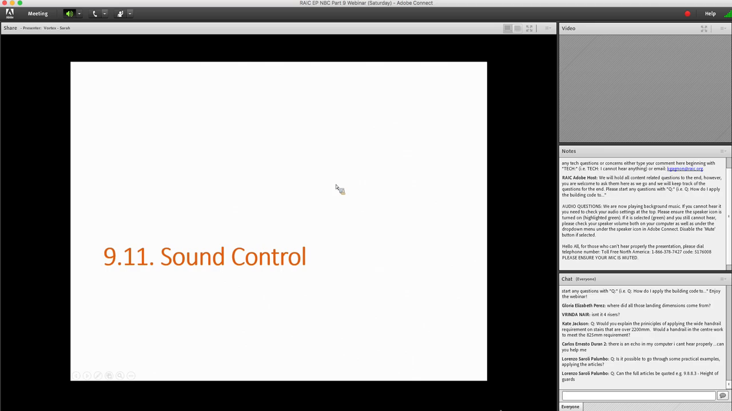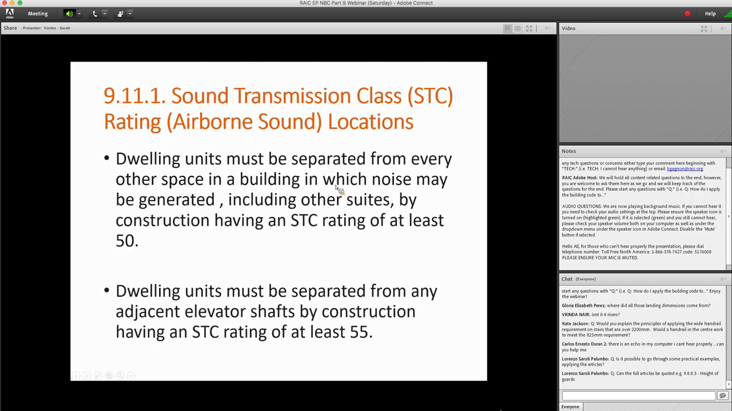Sound control. Sound control is regulated by the National Building Code based on the sound transmission class, or STC, rating of the assembly between locations. Dwelling units are required to be separated from other spaces in the building, including other suites, by construction having an STC rating of at least 50. Between dwelling units and other adjacent construction, such as elevator shafts, they must have an STC rating of at least 55.